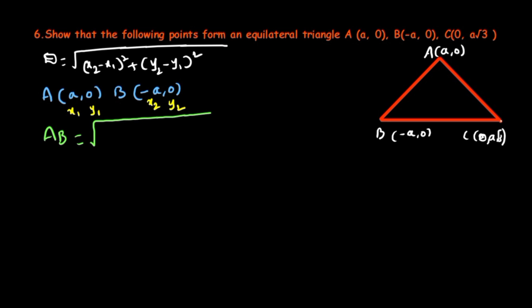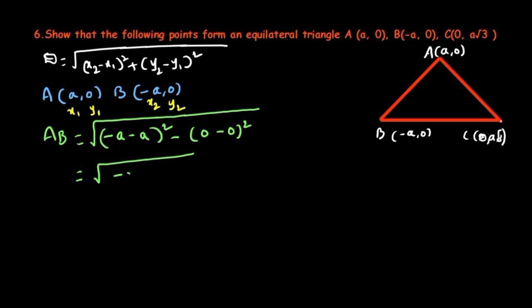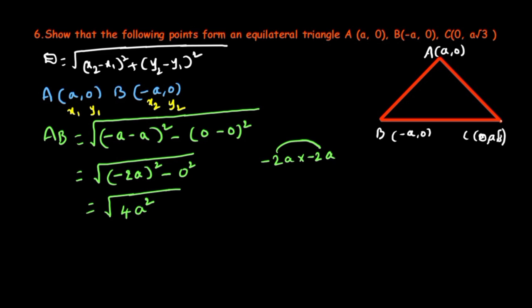root of x2 minus x1. What is x2 here? Minus A, minus x1, that is minus A, whole square, plus y2, 0 minus y1, which is again 0, whole square. That equals root of (minus A minus A, that is minus 2A) whole square plus 0 square. That equals root of (minus 2A) whole square, that is plus 4A square, right? Minus 2A whole square means minus 2A into minus 2A. Minus 2 into minus 2 gives 4, A into A gives A square. So 4A square is equal to root 4 into root A square. Root 4 is 2 and root A square is A. So 2A units is the answer for this one.